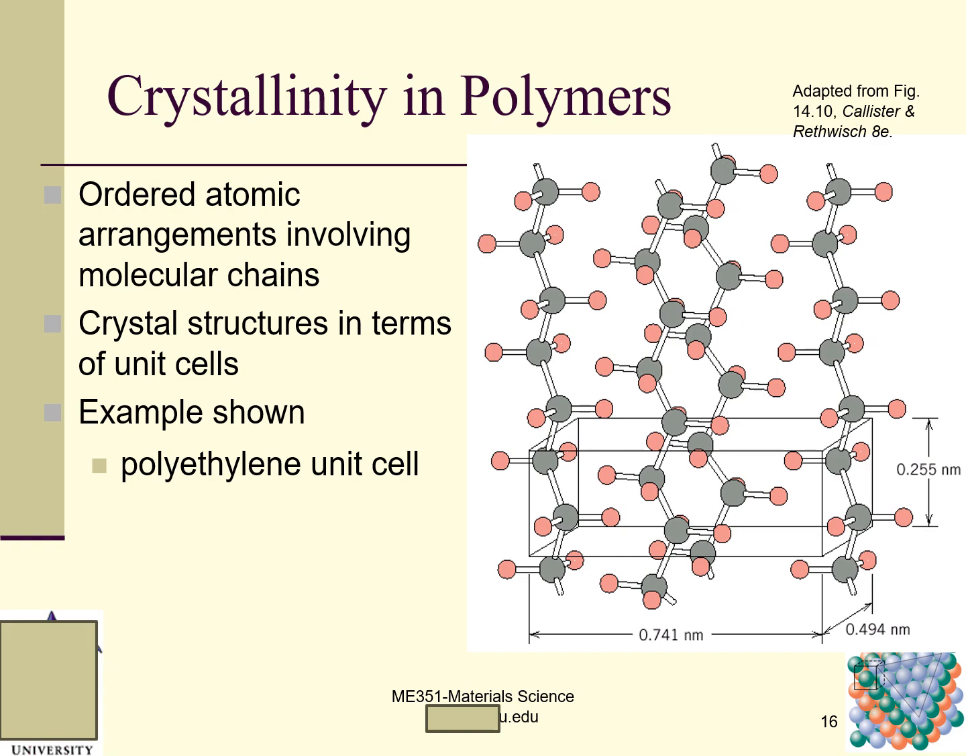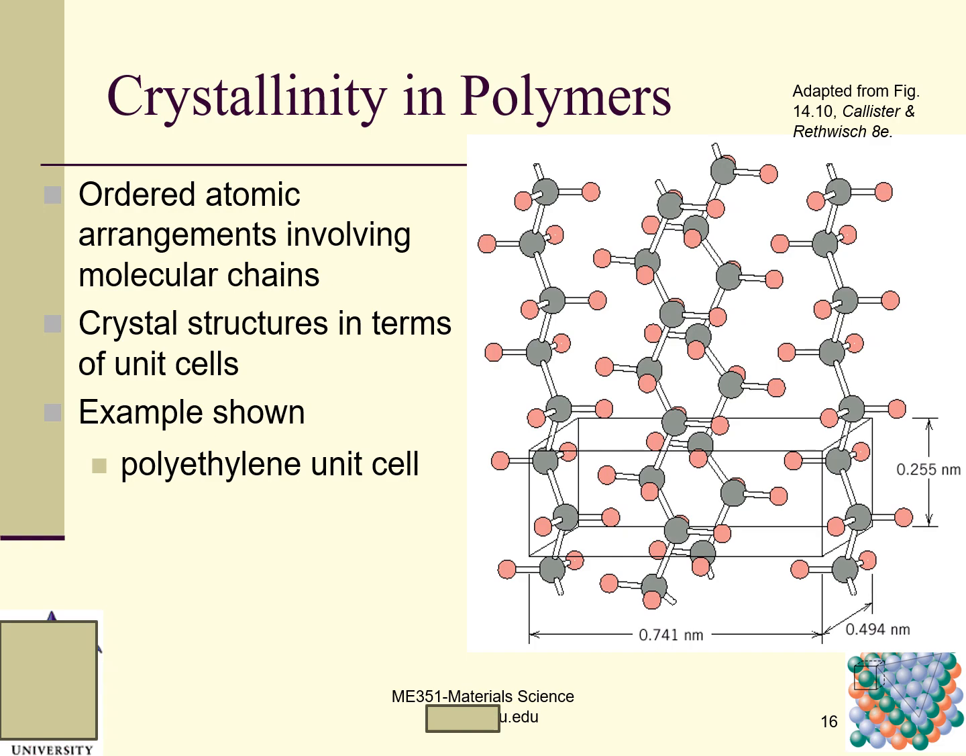When we talk about crystal structures for metals and metal alloys, we talk about the four commonly seen crystal structures: SC, simple cubic crystal structure, BCC, body-centered cubic crystal structure, FCC, face-centered cubic crystal structure, and HCP. These are four commonly used crystal structures for metals and metal alloys. And here also we have crystal structures in terms of unit cells. An example is shown here of the polyethylene unit cell.